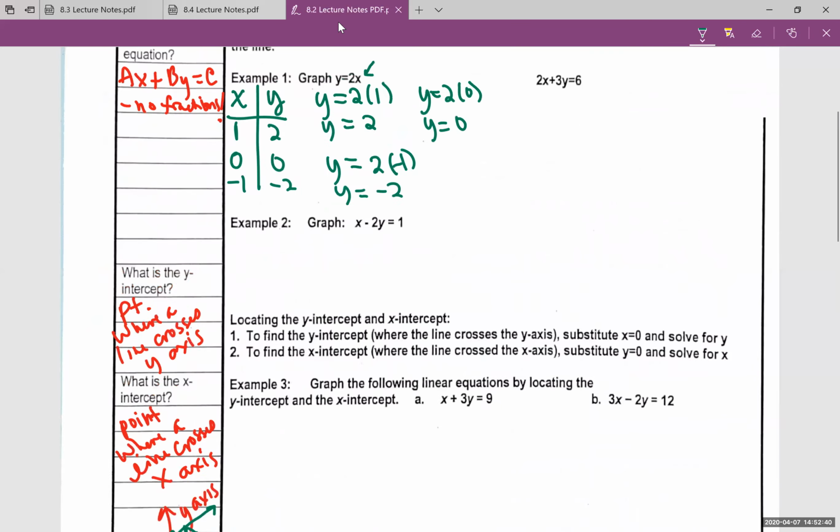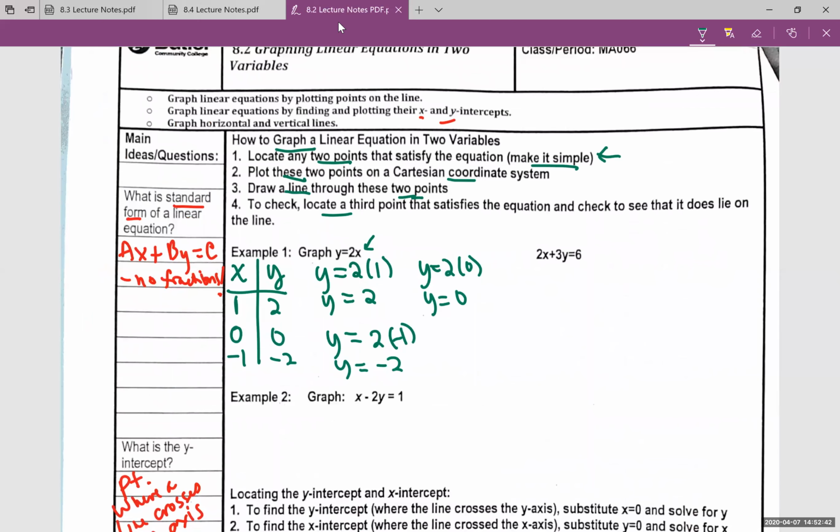Okay, let's try another one. 2x plus 3y equals 6. Let's draw our x-y table. Now, again, x can be anything.